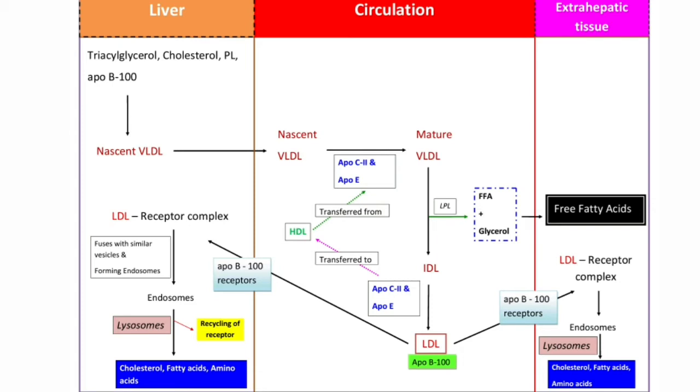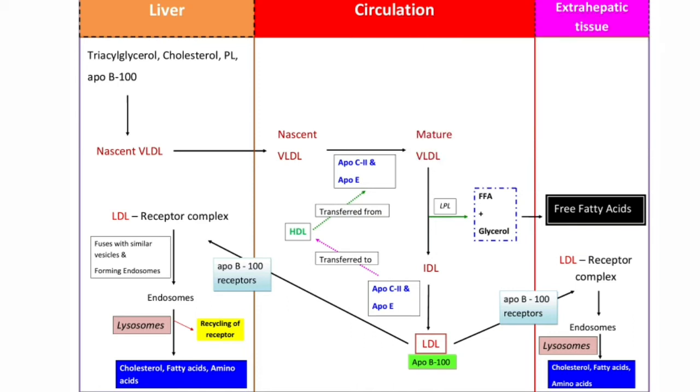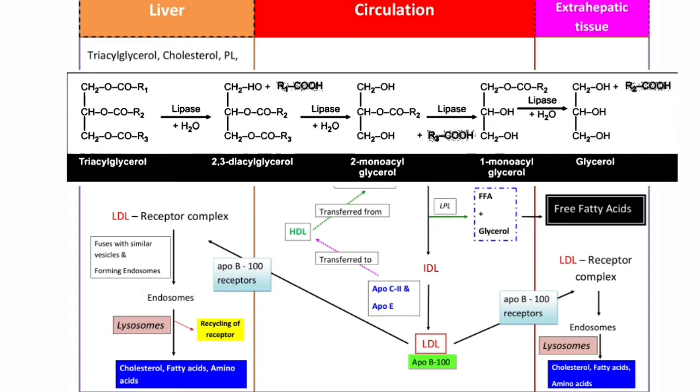These capillaries contain an enzyme called lipoprotein lipase, which is anchored to endothelium by heparan sulfate. This lipoprotein lipase hydrolyzes the triacylglycerols of VLDL, releasing the free fatty acids and glycerol. The triacylglycerols are not directly converted into free fatty acid and glycerol. There is a progressive hydrolysis of triacylglycerols by lipoprotein lipase that converts them into free fatty acids and glycerol.